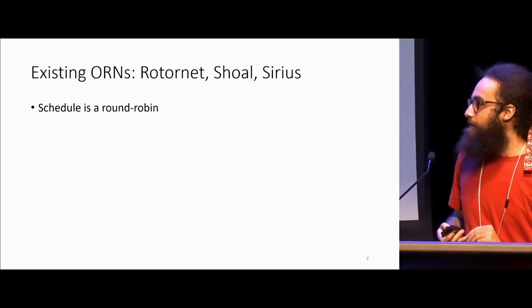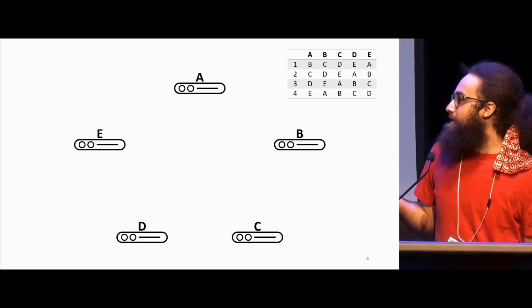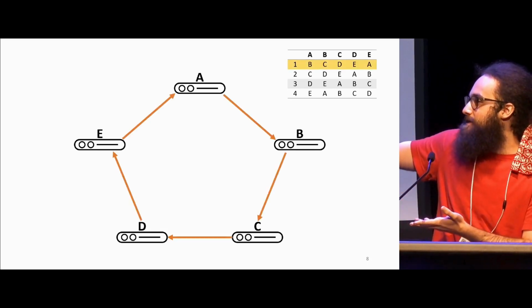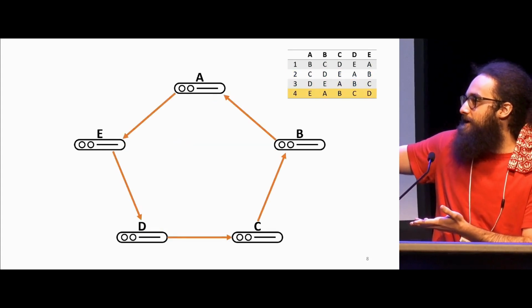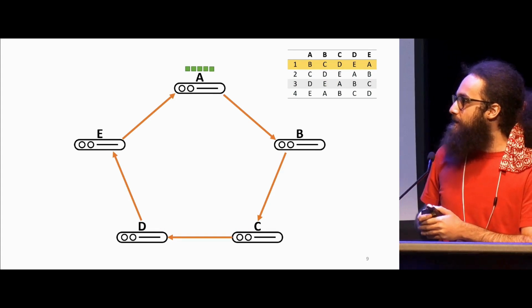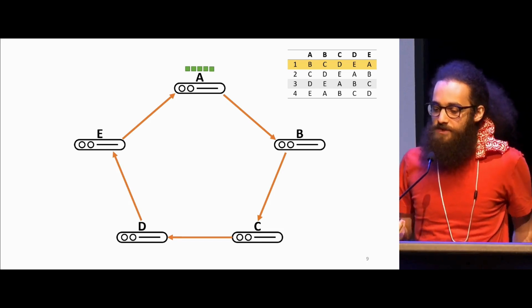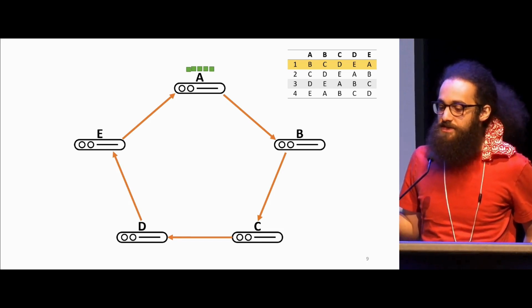The way a round robin schedule works is every node connects to every other node once. Let's see this toy example with 5 nodes, and we can see that each node connects to every other node once. The way that you can send data on top of such a network is something like this. Let's say node A wants to send to node B. In the first time slot, we're directly connected to node B, and we can just send to it.